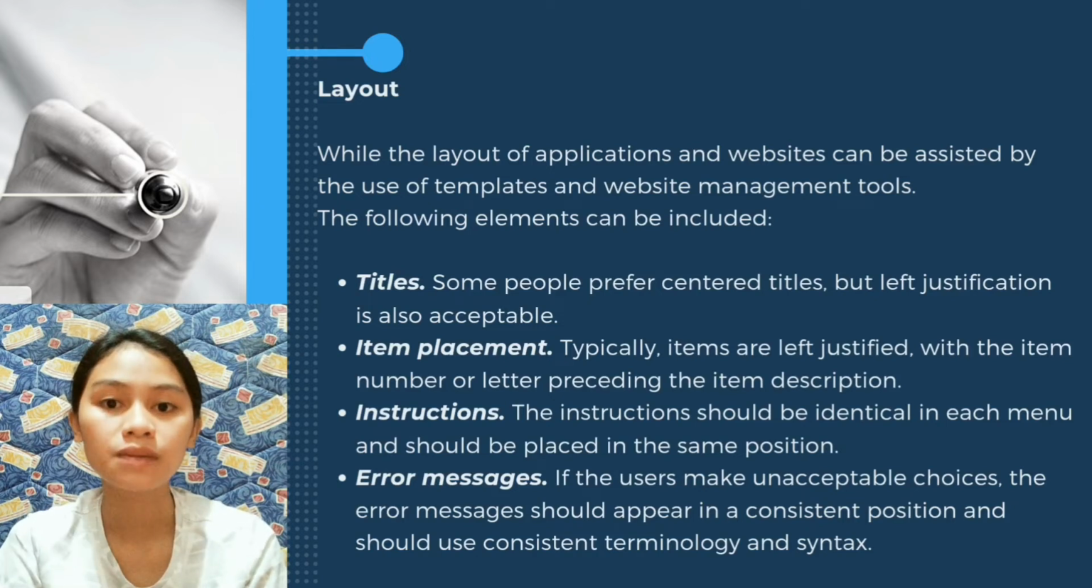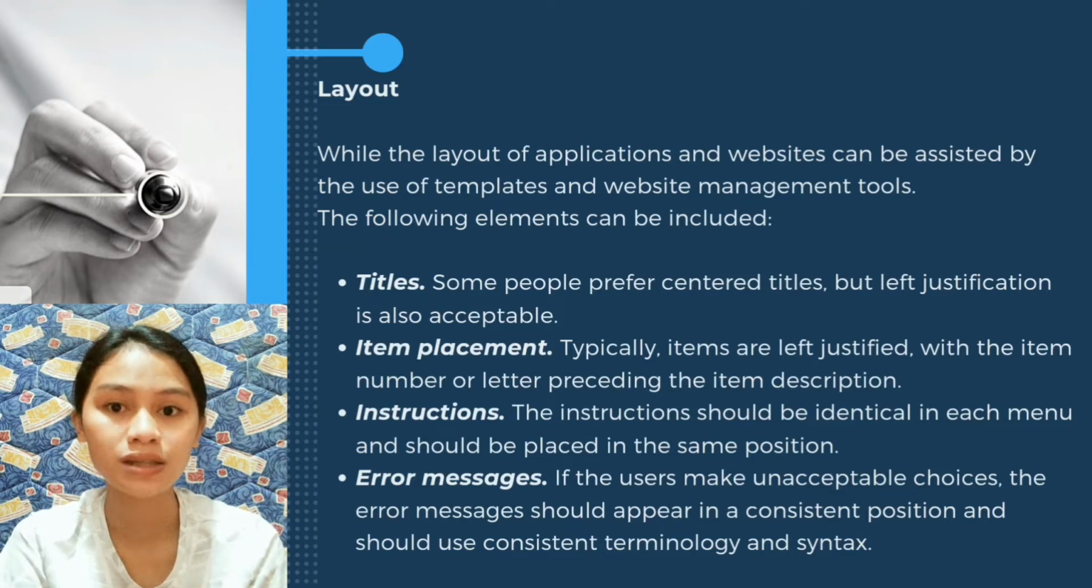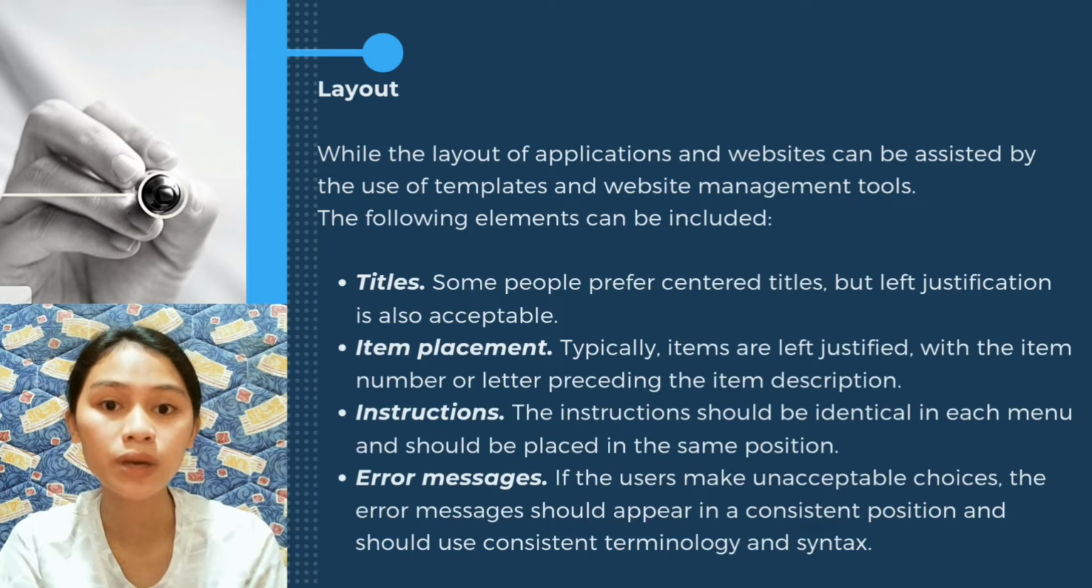Titles. Some people prefer centered titles, but left justification is also acceptable. Item placement. Typically, items are left justified with the item number or letter preceding the item description. Blank lines may be used to separate meaningful groups of items. If multiple columns are used, a consistent pattern of numbering or lettering should be used. For example, it is easier to scan down columns than across rows.